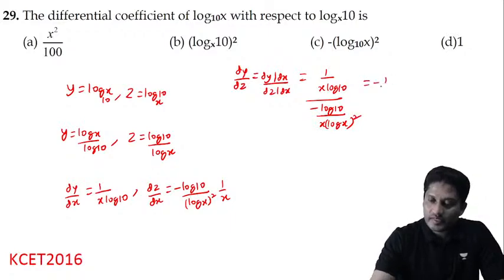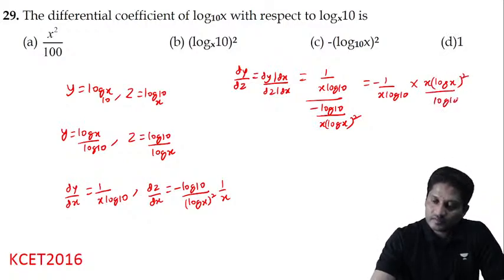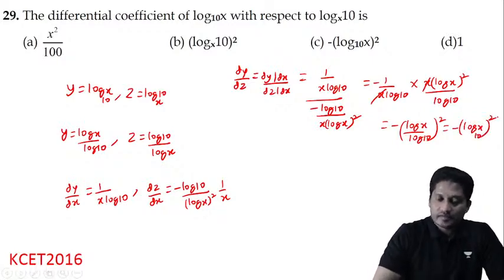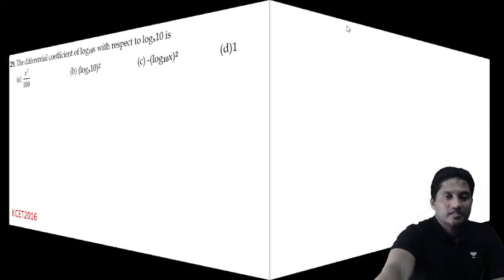So this is equal to minus 1 by x into log 10, multiplied by x into log x the whole square divided by log 10. X will cancel with x, equal to minus of log x by log 10 the whole square, equal to minus log x to the base 10, the whole square. Right, answer is option C. Let's move to the next question.